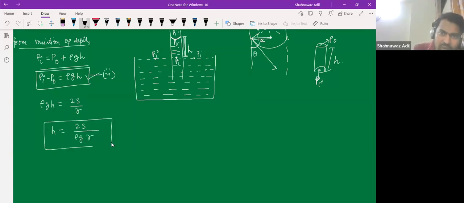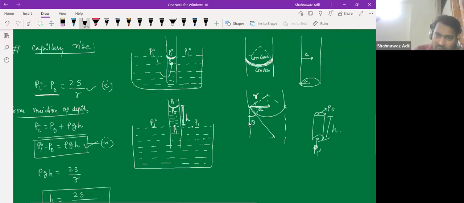But I don't know the radius of this concave part. I know this angle and the radius of the cylinder. So I have to relate this theta and A with this radius. So how can I relate that? This is theta, this is 90, so this would be 90 minus theta. So this would be how much, guys?